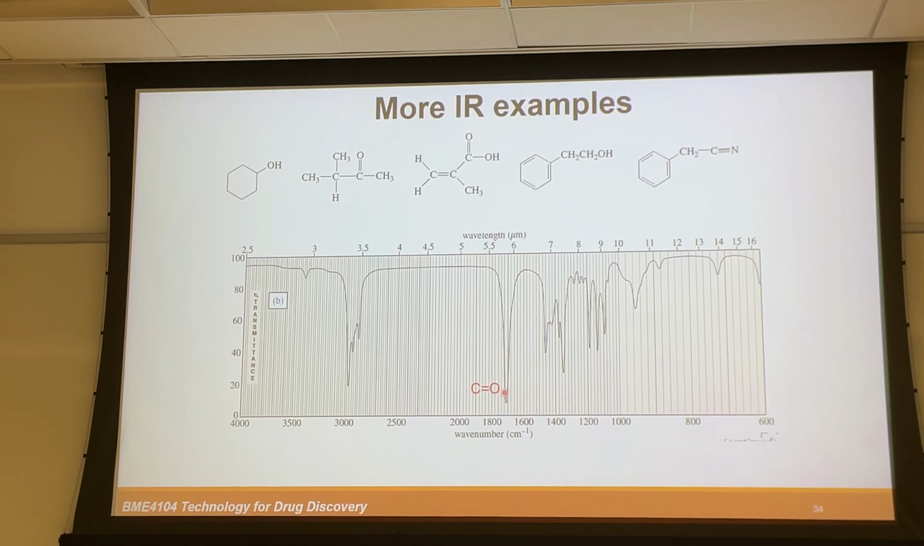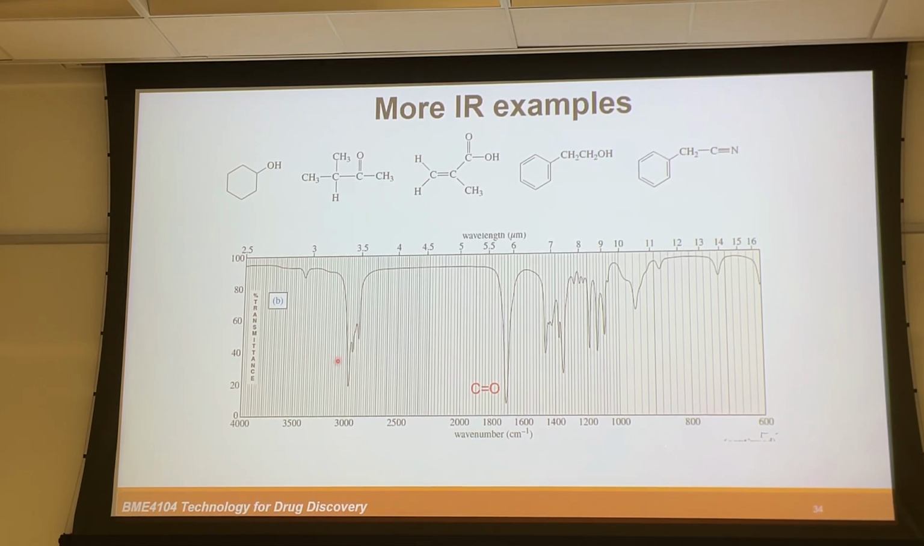Again, for the strongest peak at 1710, that should be a carbonyl group, and only these two contain a carbonyl. To differentiate these two, the quickest way is probably to see whether we have an OH stretch or not, because this one has an OH stretch, but this spectrum doesn't, because we don't see a broad peak around here. So it has to be this one.